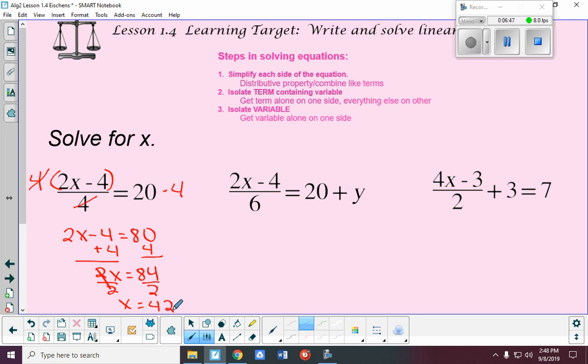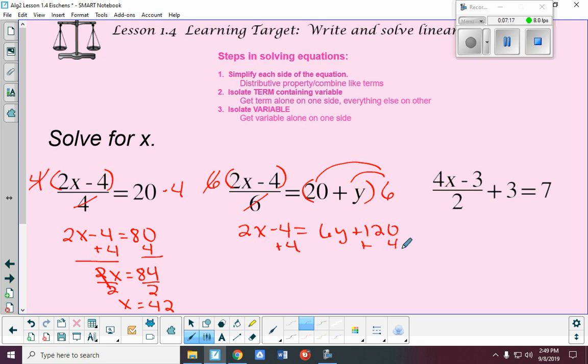All right, in this next problem, again, we have a fraction, but there's an expression on top, so I'm going to put parentheses around it. There's an expression on the other side, so I'll put parentheses around that too. So let's multiply by 6 to get rid of the fraction here. If we multiply the left by 6, we have to multiply the right by 6. So you have 2x minus 4. And over here, 6 is getting multiplied by the whole side, so you have to distribute it. So you would have 6y plus 120. So if we add 4 to both sides, you'd have 2x equals 6y plus 124.